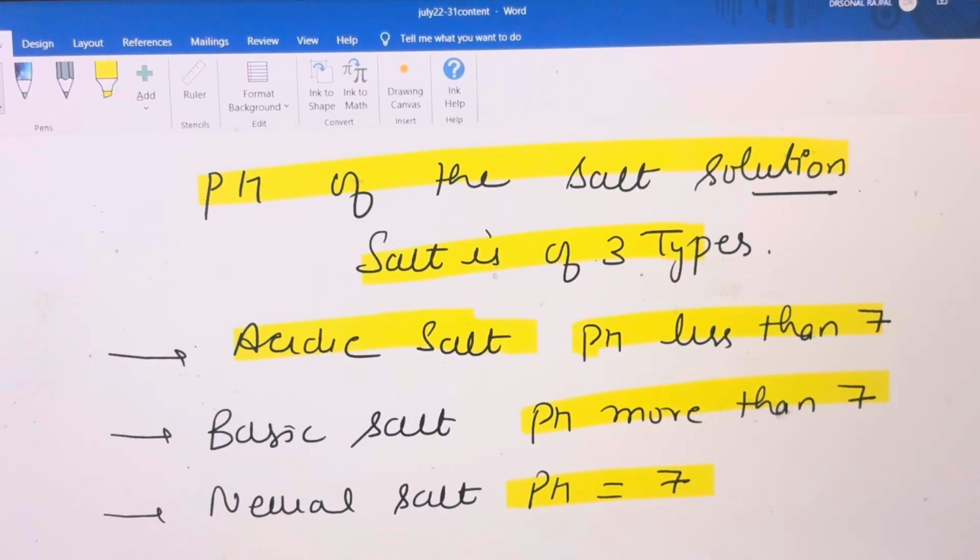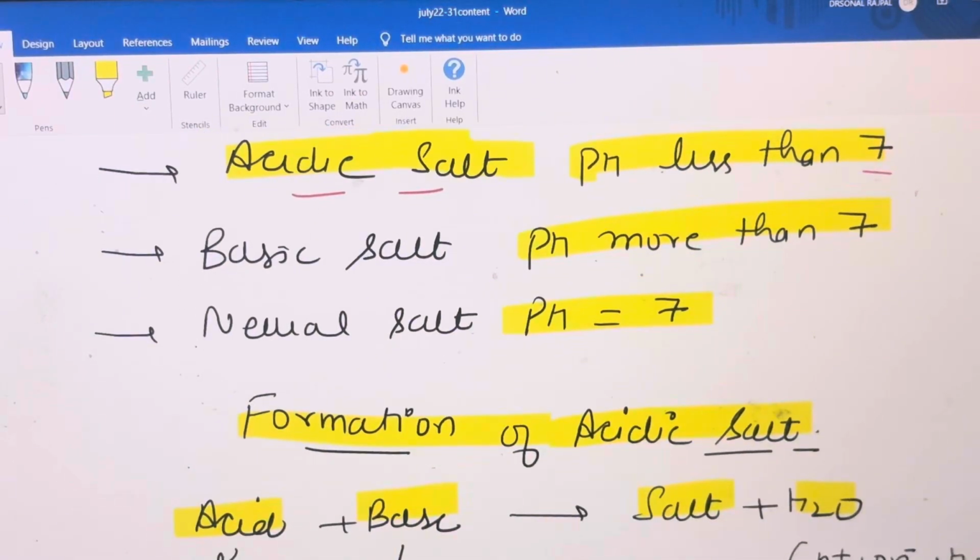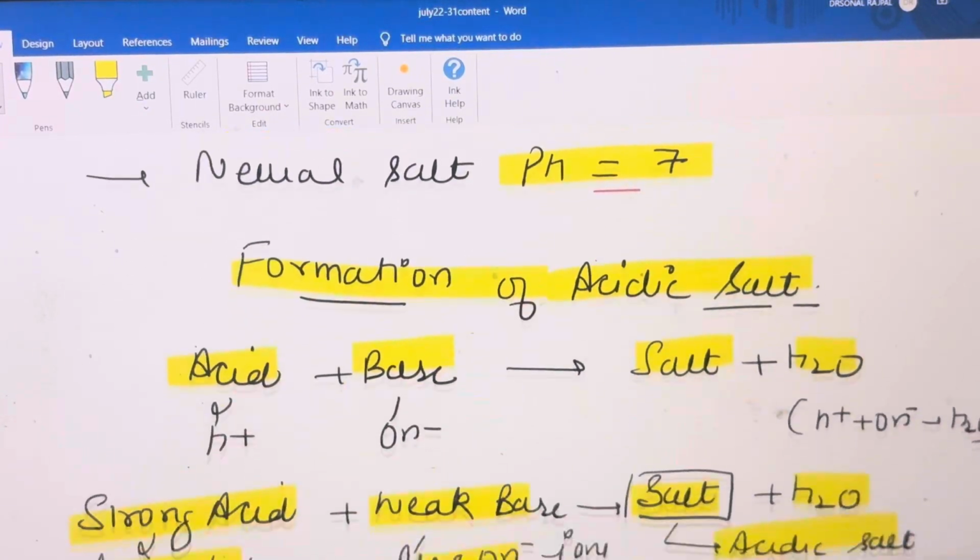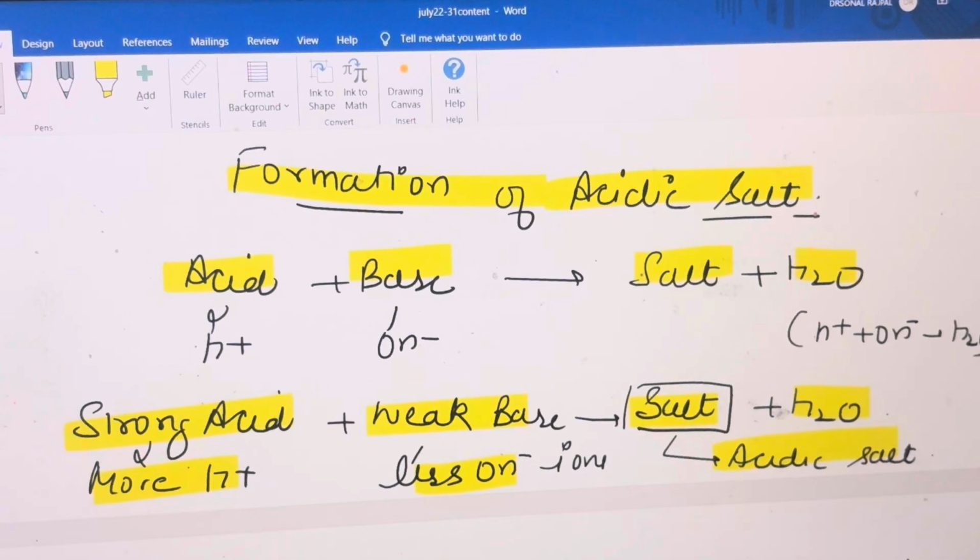Now, the pH of the salt solution, because students, salt is of three types. One is acidic salt, and the pH of acidic salt is always less than 7, because these acidic salts behave like acid, so their pH is less than 7. And basic salts behave like base and their pH is always more than 7. And students, neutral salts have a pH equal to 7, because they behave neither as acid nor as base. Now I am going to talk about the formation of acidic salt.